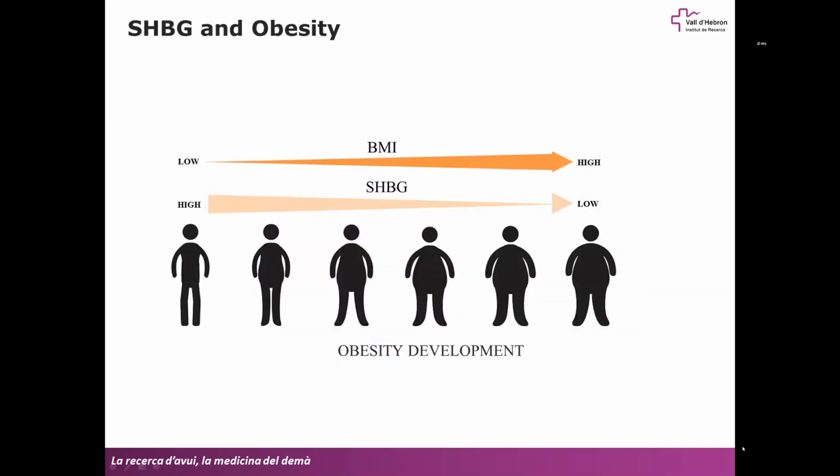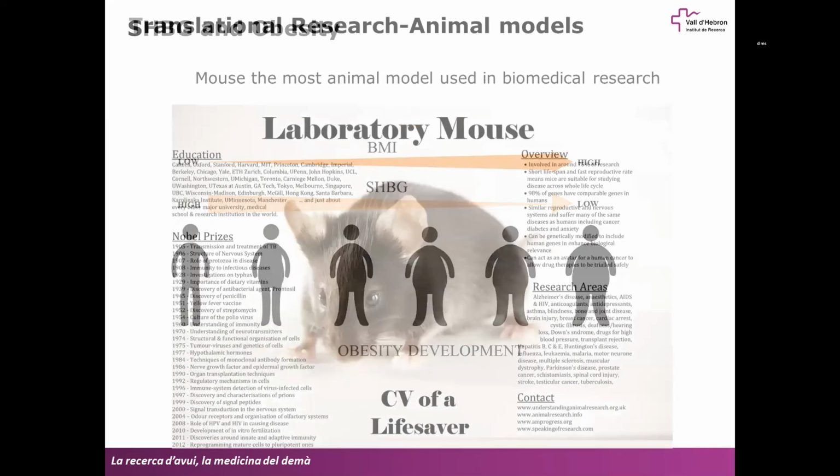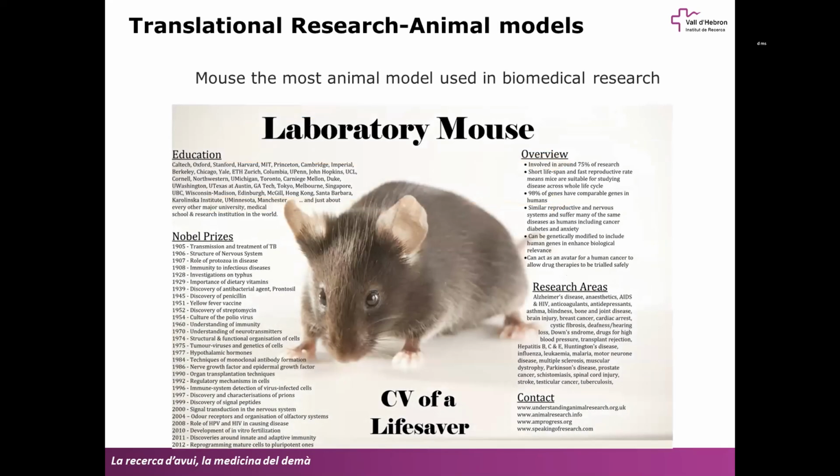So in my lab, we're interested in knowing which factors regulate SHBG and induce this reduction in plasma SHBG levels as body mass index increases. And also we are interested in knowing if the reduction of the plasma SHBG levels in these subjects is also affecting the progression of the disease. So we use the most important animal model, that is the mouse, and for different reasons.